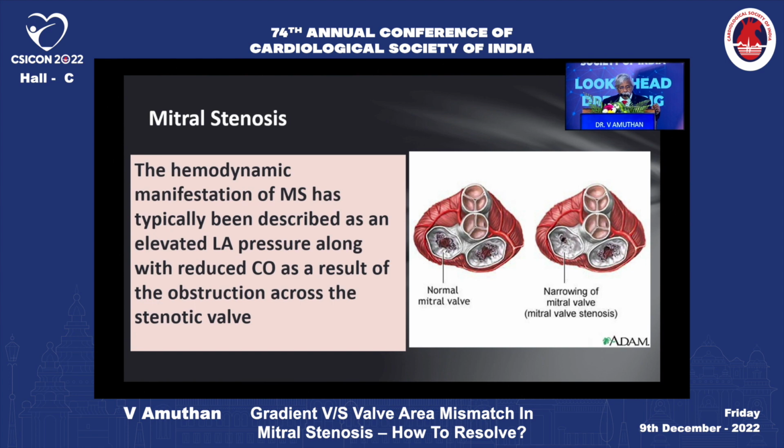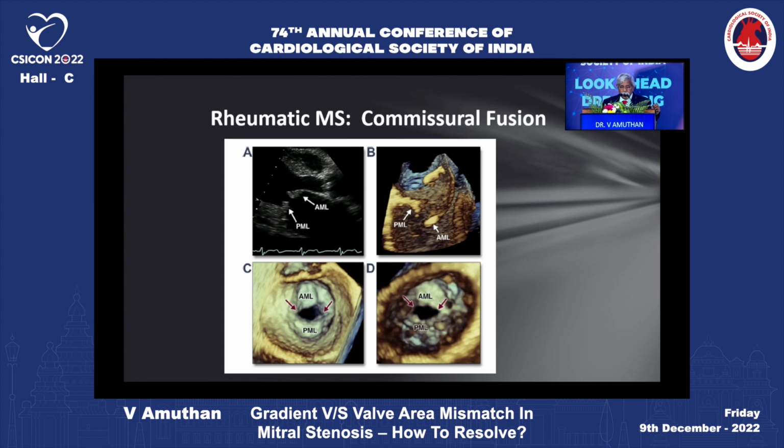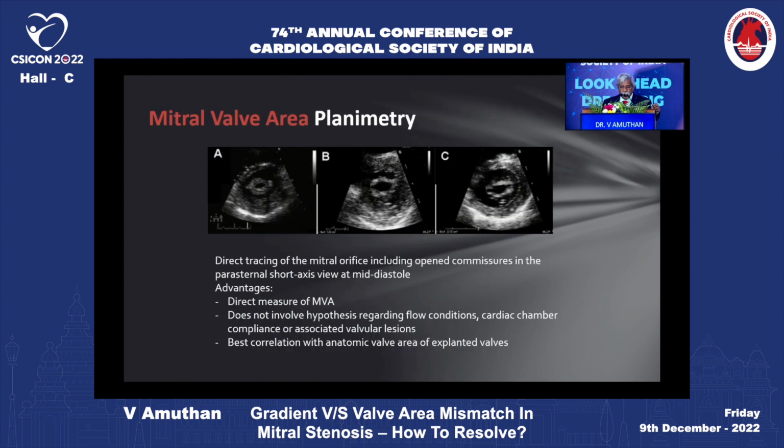As you all know, mitral stenosis is the hemodynamic manifestation with elevated LA pressure along with reduced cardiac output as a result of obstruction across the stenotic mitral valve. And in rheumatic mitral stenosis, it is the commissural fusion, the medial and lateral commissures fuse, and there is thickening that results in this. Now, a simple method of calculation of the valve area is the 2D derived planimetry calculation.